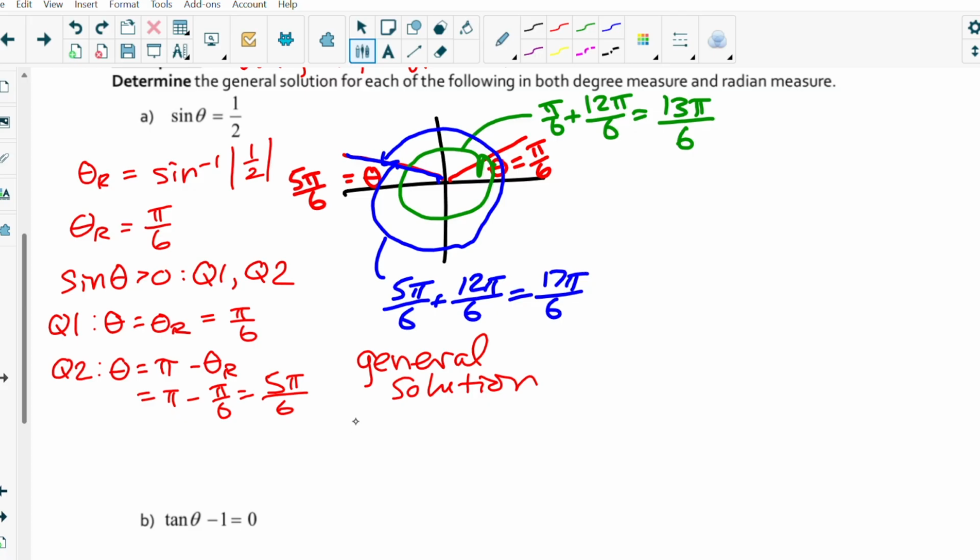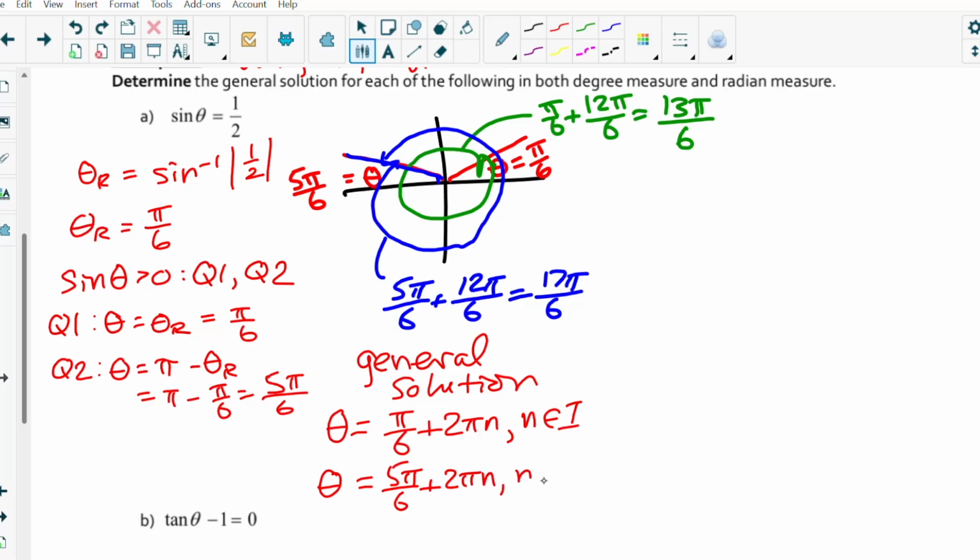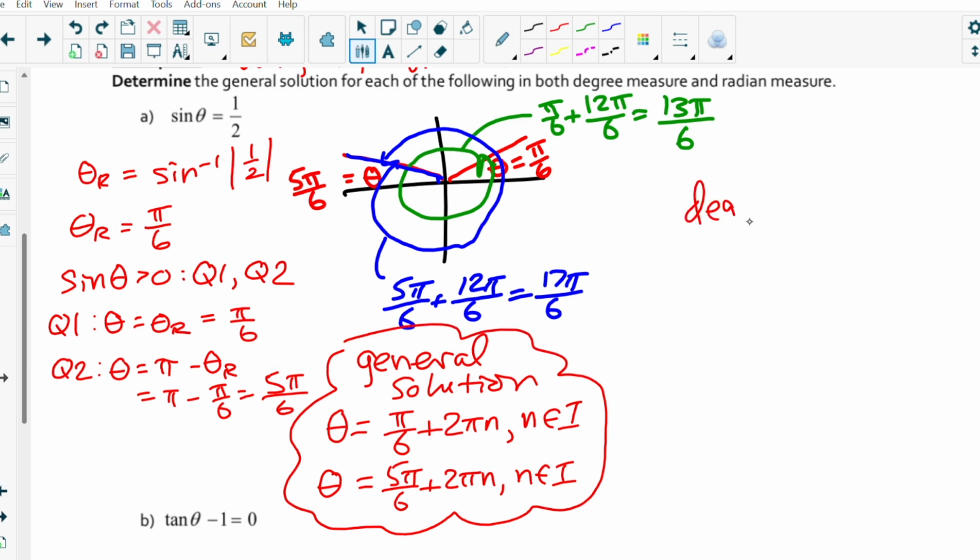General solution: theta equals pi over 6 plus 2 pi n, where n is an element of all integers, and theta also equals 5 pi over 6 plus 2 pi n, where n is an element of all integers. Remember, for integers I can put in a -1, a 0, a 1, 2, 3, 4, 5, -1, -2, -3, on and on. So that's the general solution in radians.